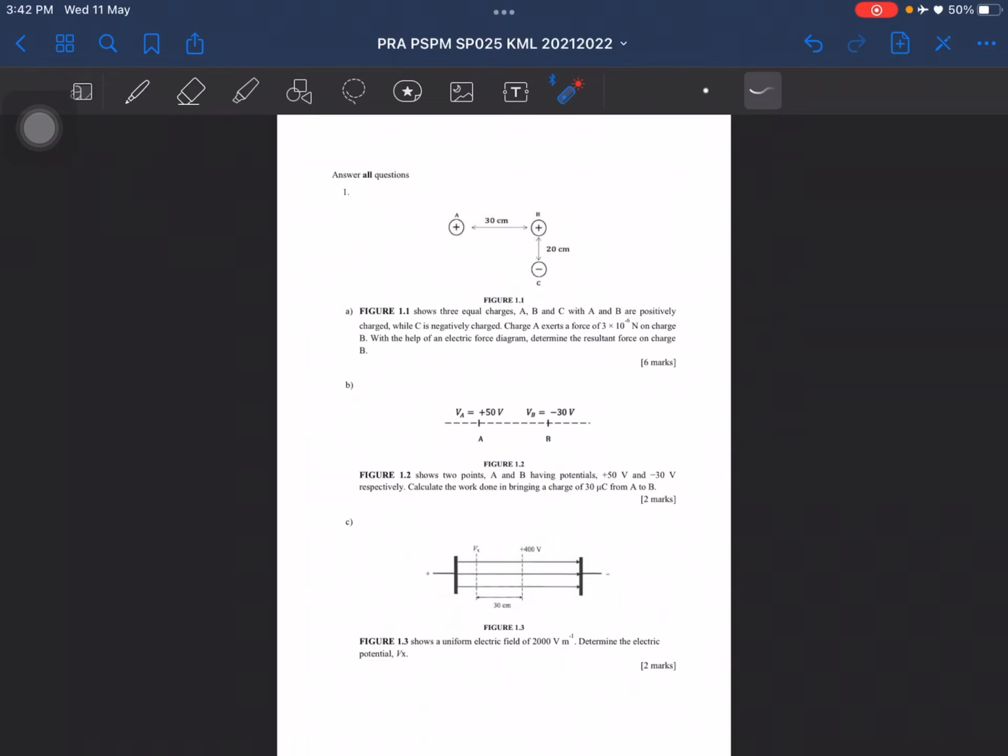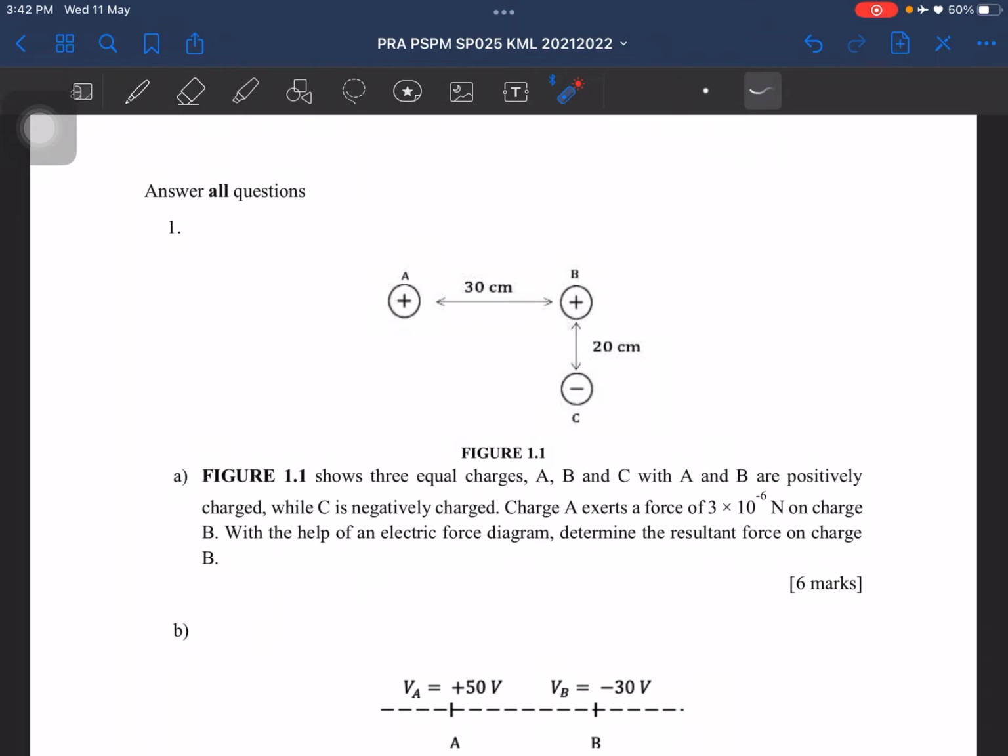So question number 1, this is for chapter 1, which is electrostatics, okay. Question 1 will always, I would say, come out in the exam, which is determining the resultant force or electric field, okay. Either one of these will always come out in the exam, okay. Alright, so let's look at question 1.